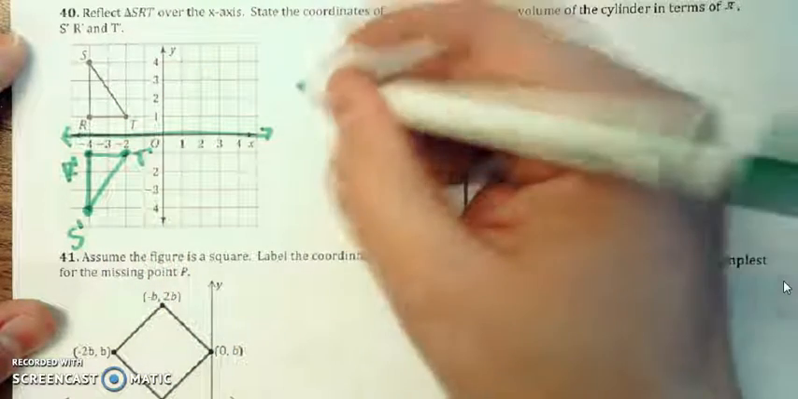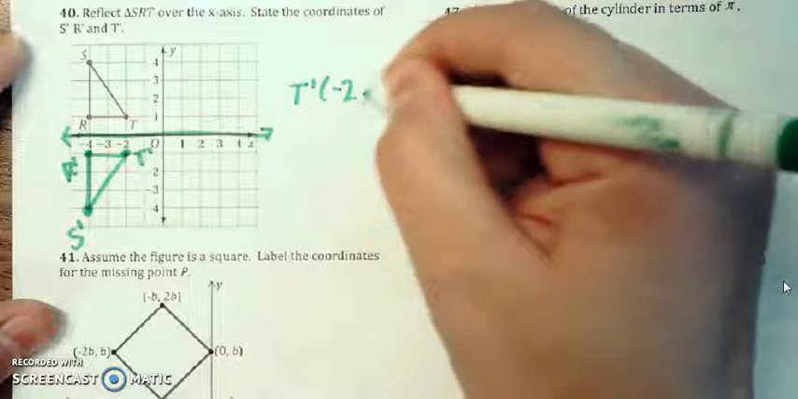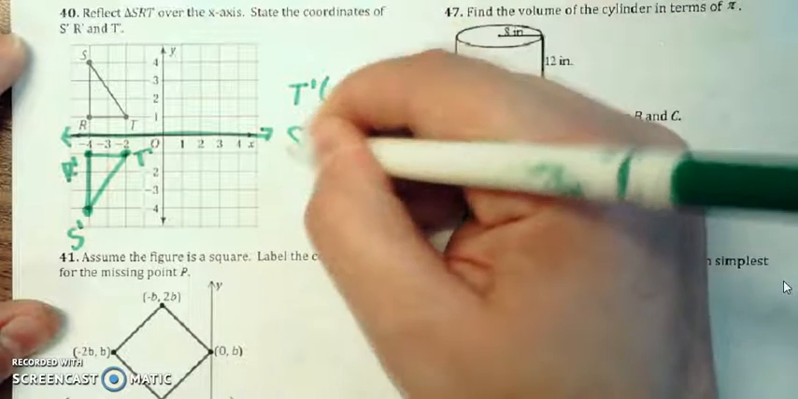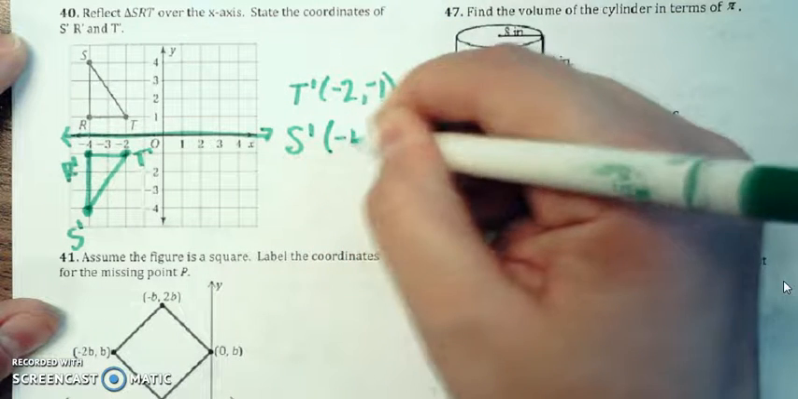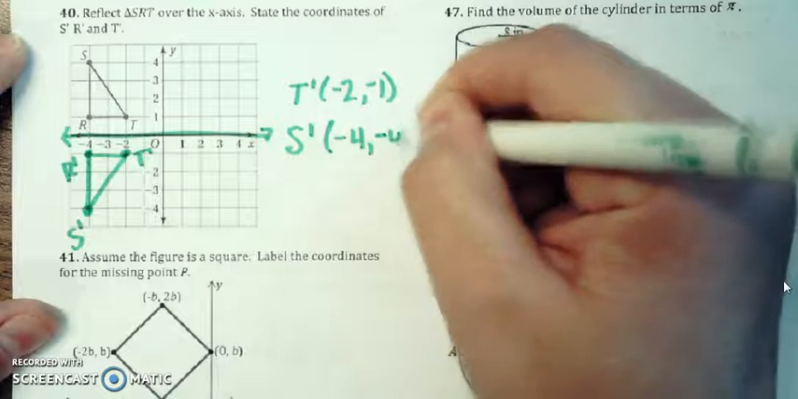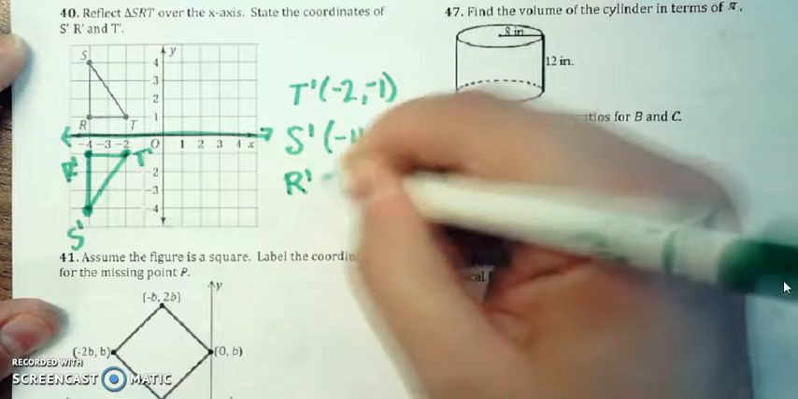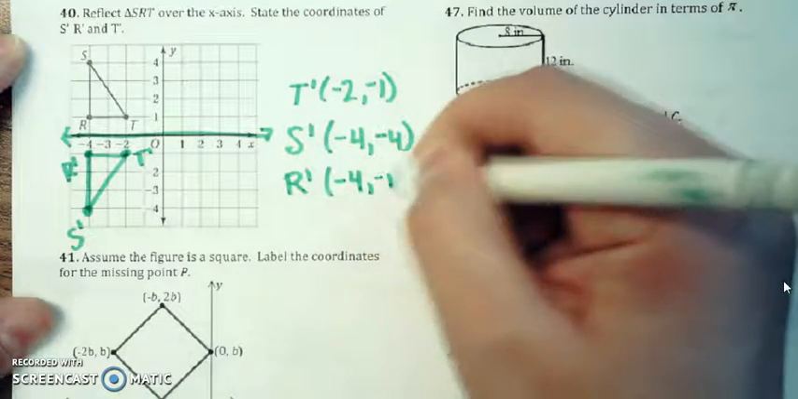And so the coordinates there, T prime is -2, -1. S prime is -4, -4. And R prime is -4, -1.